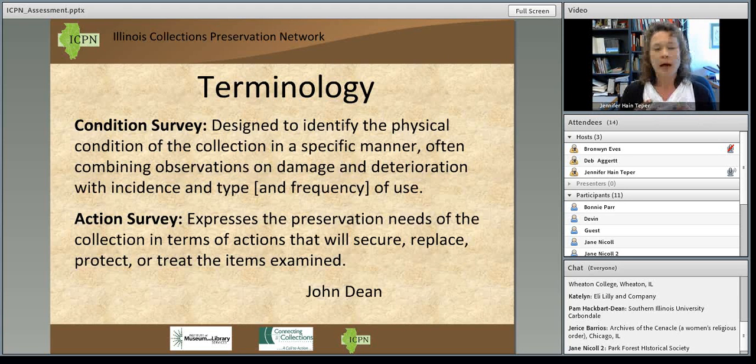So the first type of survey, which is by far the most common, is going to be a condition survey. A condition survey is designed to look at the physical condition of a given collection and to combine observations about the damage and deterioration, and sometimes ties those in with other outside influencing factors such as incidence of use or the area that it's housed in or the date it was published in or something like that. Sometimes it really is just a condition survey of a given collection, not looking at outside influences whatsoever.